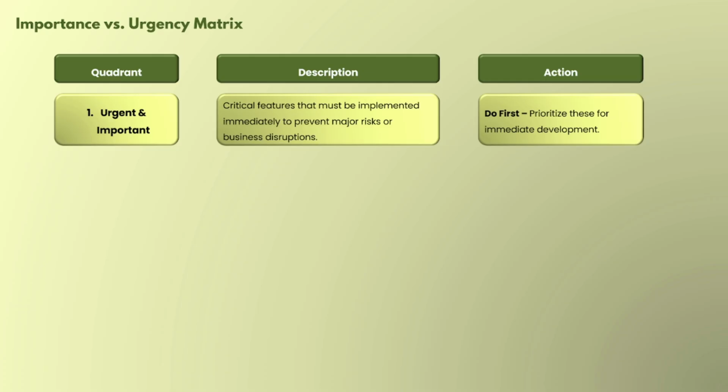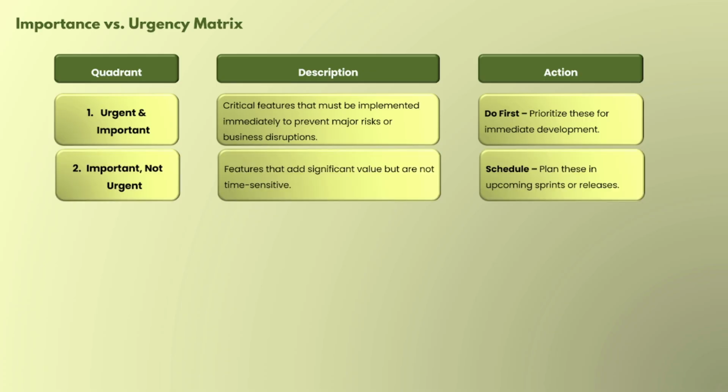So the first quadrant is very important, then next is important but not urgent. Features that add significant value but are not time sensitive. So we can schedule and plan this in an upcoming sprint or release, but again I am emphasizing that these features are important but we can implement them in upcoming releases or sprints as well.